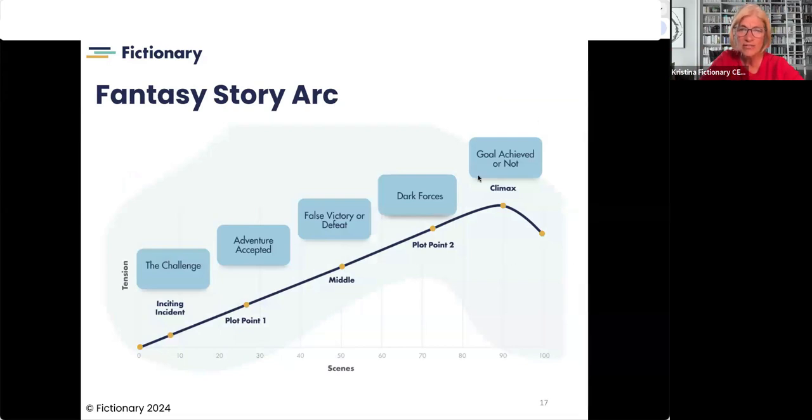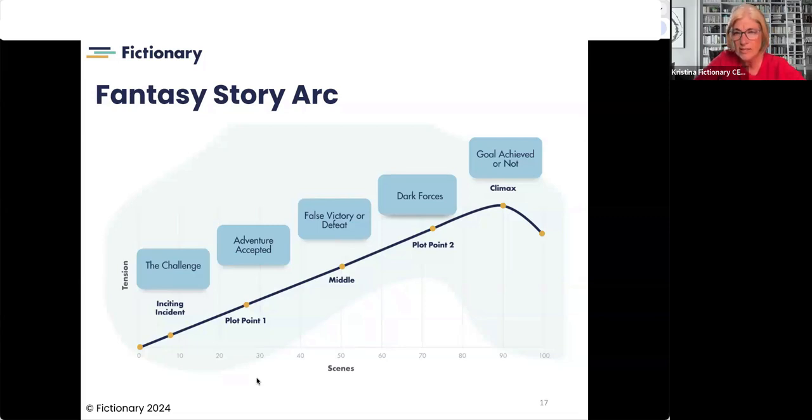So here we are in a fantasy story arc. Let's talk about the inciting incident. They all happen in the same order, I just took out all the percentages to make it clear, but the inciting incident is the challenge. And I'm going to go through Fourth Wing quite deeply on this to show you what it is.